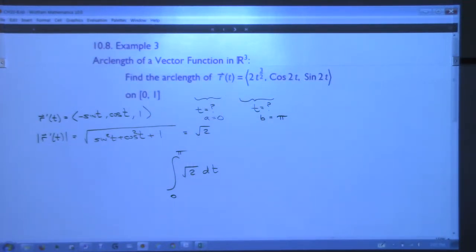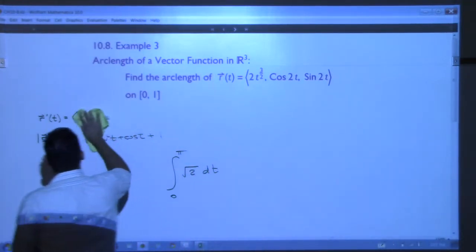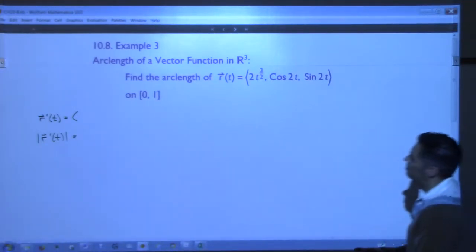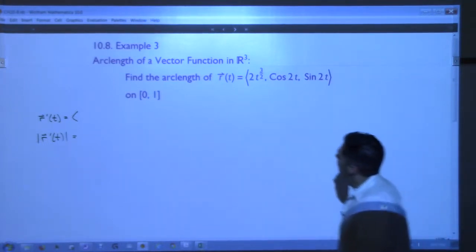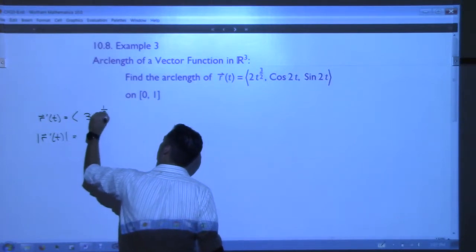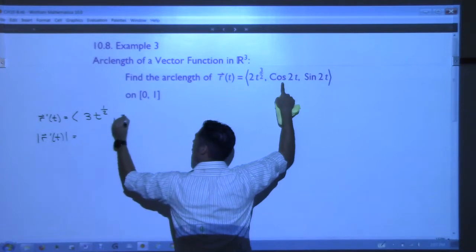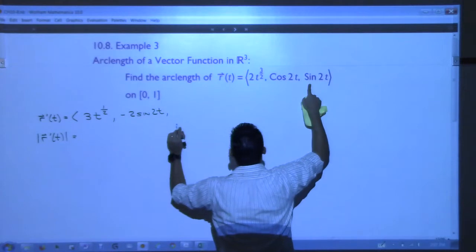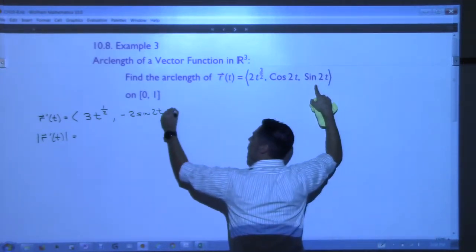How about this one? This one, I think the derivative is a little more involved, right? So what's the derivative of this? 3t to the half. Okay, and then the derivative of this? -2 sine 2t. And the derivative of this? 2 cosine 2t.